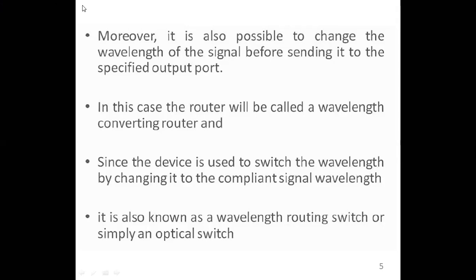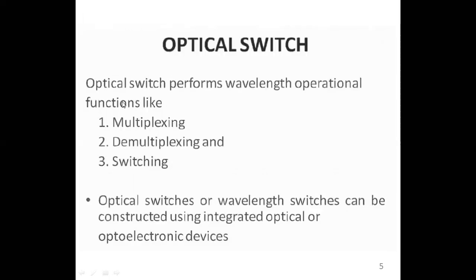So when we use the wavelength converter for routing between a source and the destination, then in that case the device is known as a wavelength routing switch, or just very simply an optical switch. So let's see what basically an optical switch is.